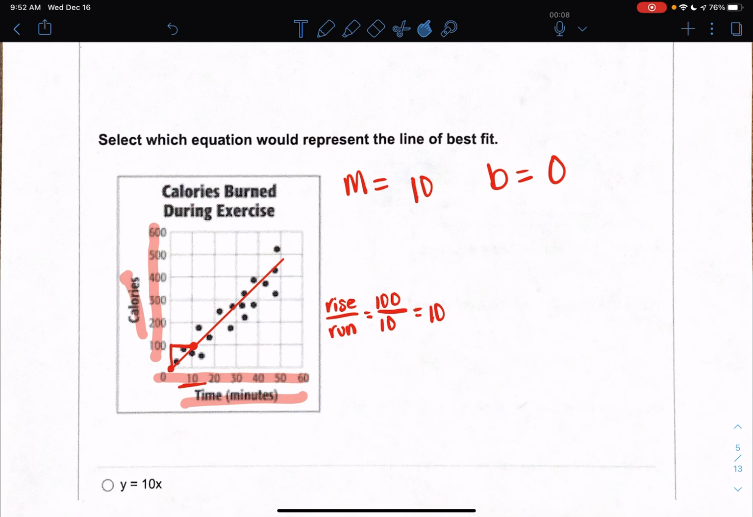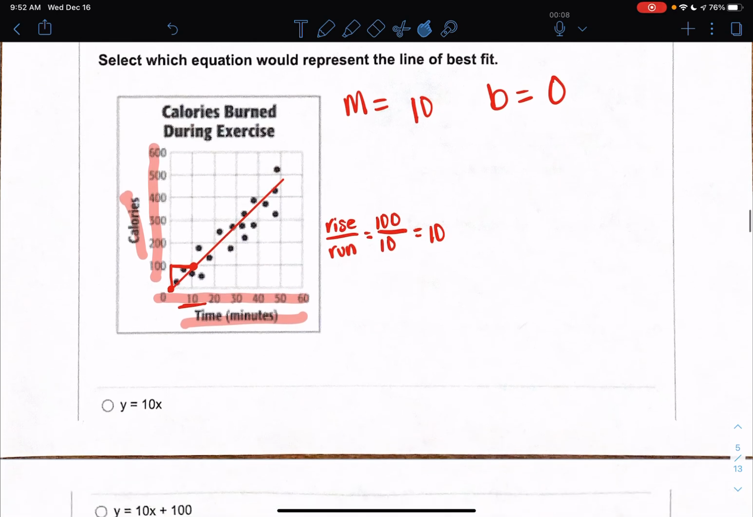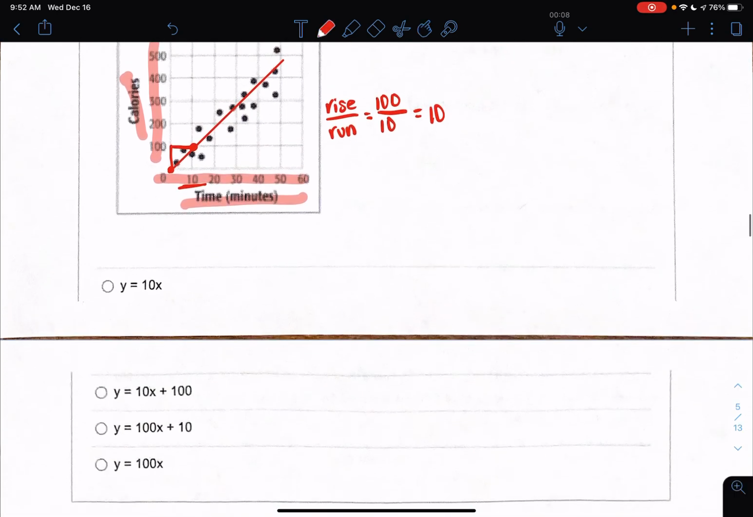All right. So then I keep going at my options. When I write y is equal to mx plus b to write it into my equation, we don't have a y-intercept value. It is just 0. So at the end of the day, it's just going to be y is equal to mx. And I plug in my slope, which is represented by m, which is y is equal to 10x. And looking at my options, it is going to be A.